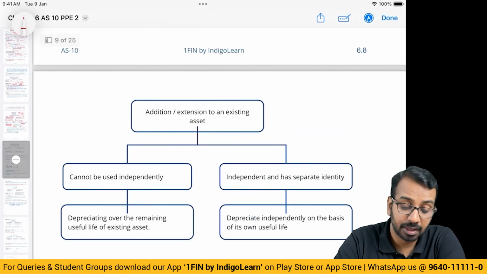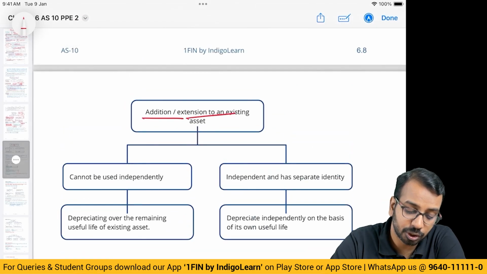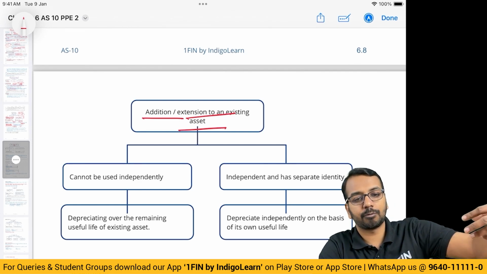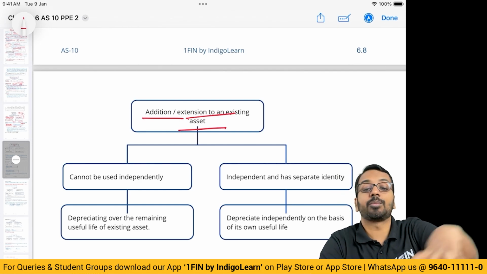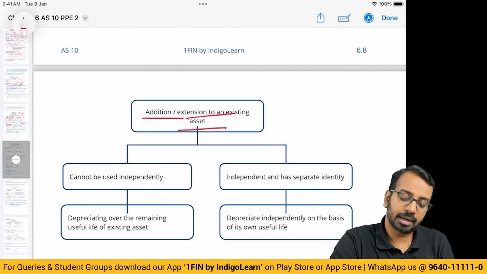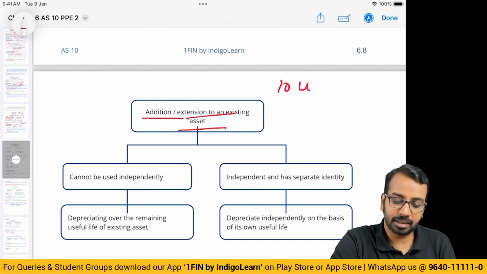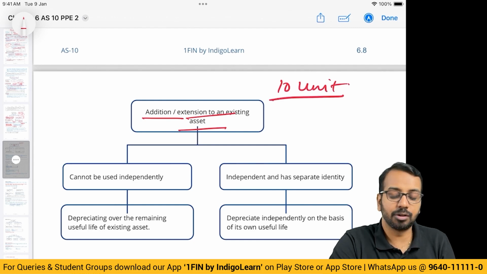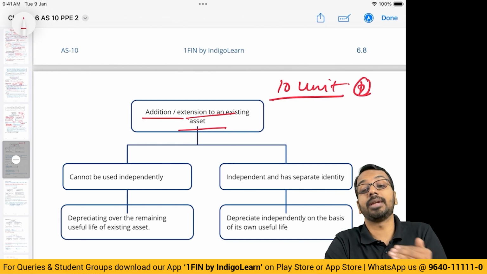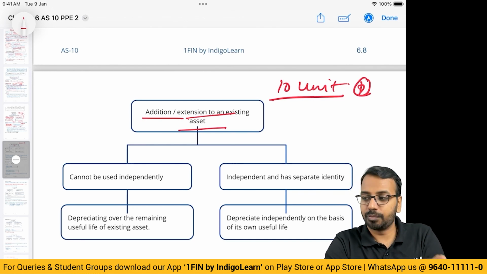Then sometimes we may get some addition or extension to an existing asset. Means we have, let us say, added one more component of an equipment to a particular plant. Okay. Or we have added one more, let us say, unit. So let us say currently the capacity is 10, the plant has 10 units. We added one more unit or two more units. So this extra unit, how should we depreciate?